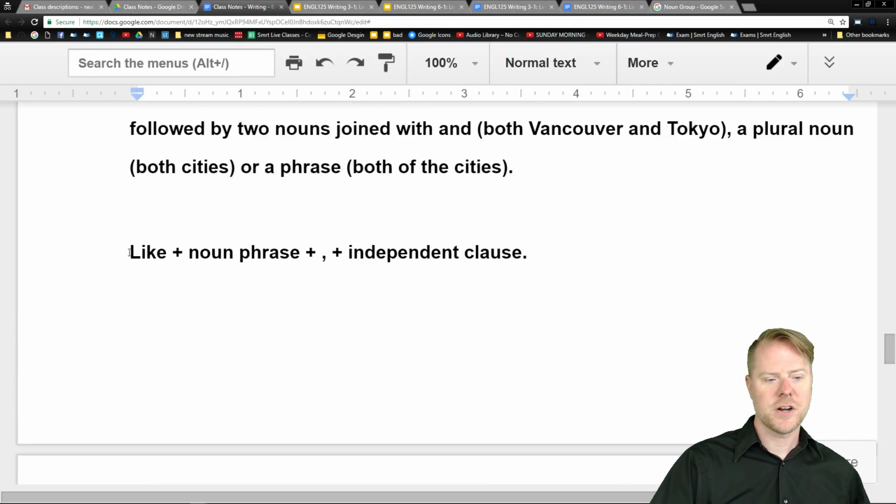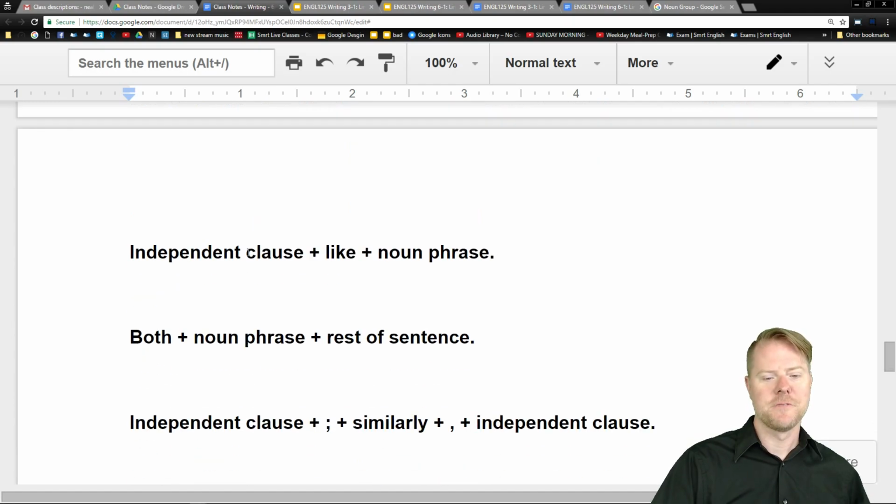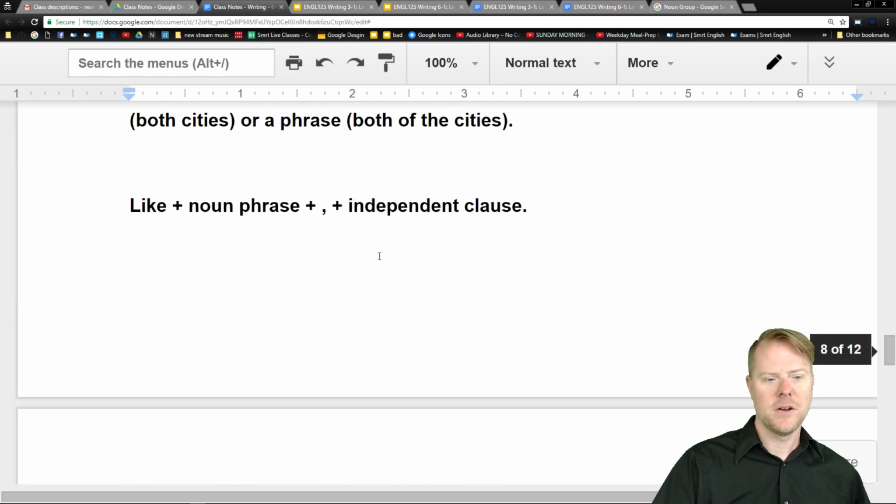So, some of the construction. If you begin with "like," that'll be followed by a noun phrase, then a comma, then an independent clause. And we can flip it. We can put the independent clause, then "like," and then a noun phrase. But no comma there.